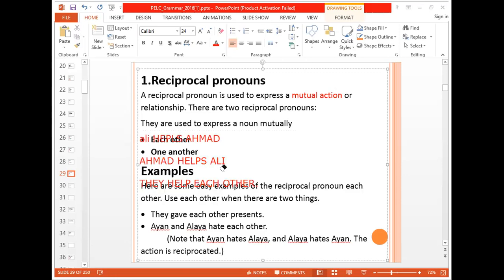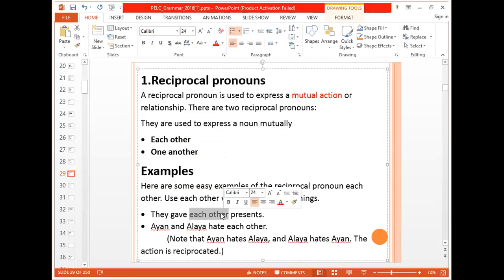For example, here are examples that I have written for you. They give each other presents. Can you see each other? Clear? Each other here means Ali gives a gift to Ahmad and Ahmad gives a gift to Ali. So we say, they give gifts to each other. For example, Laila loves Ali and Ali loves Laila. So we can say they love each other, mutually, from both sides. They hate each other.